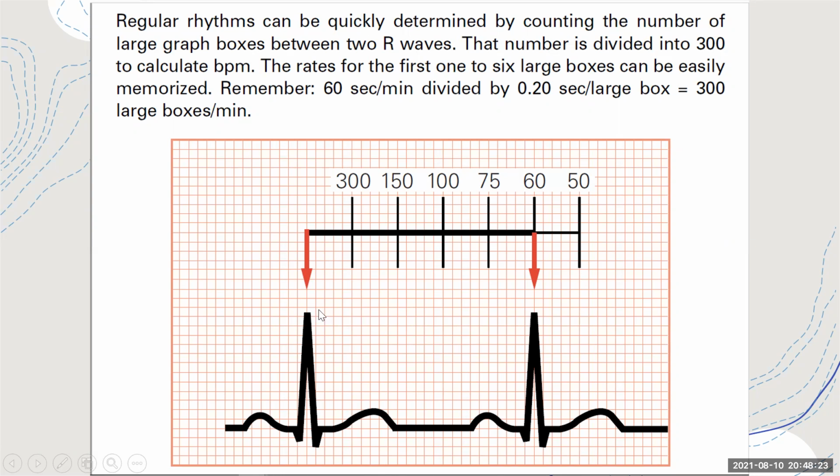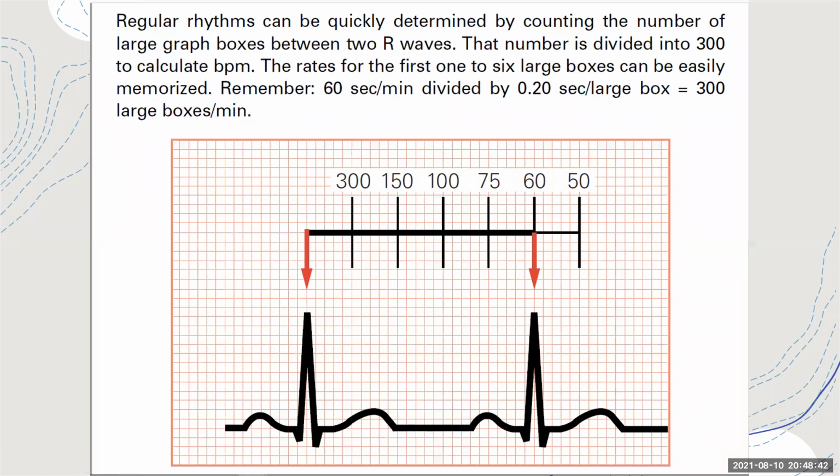Just memorize it. You have to count the number of blocks in between, and always remember that we are doing this counting only when we have a normal sinus regular rhythm. Normal sinus regular rhythm means that every beat has the same R to R interval. There should not be a difference.